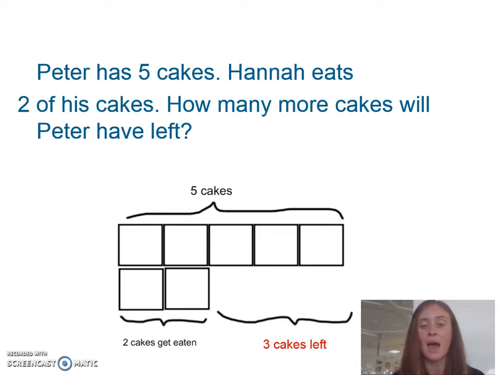I want to know how many is left. So I count on the spaces at the end. And it shows me there are 3 cakes left. 5 take away 2 is giving me the answer 3.